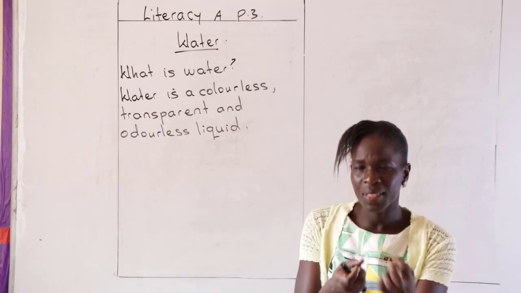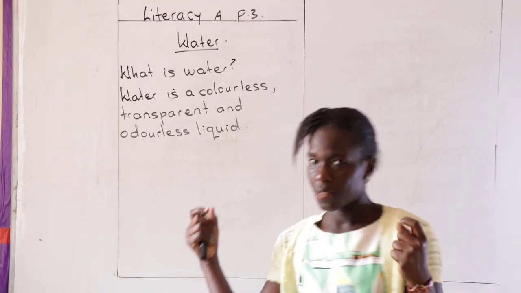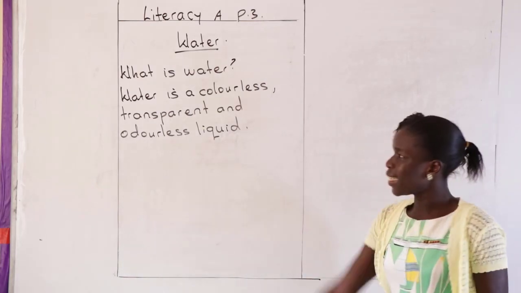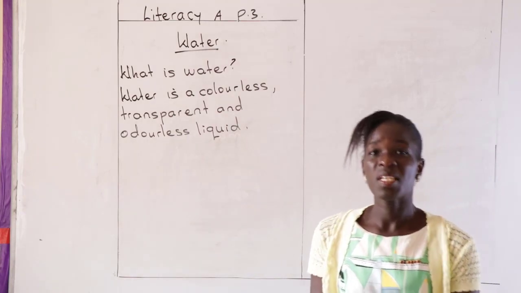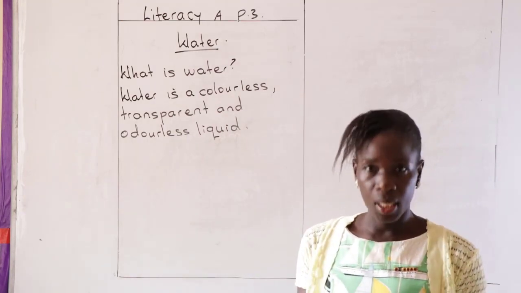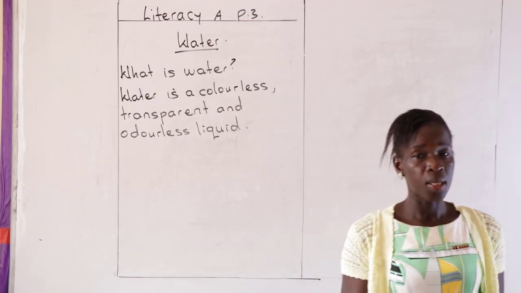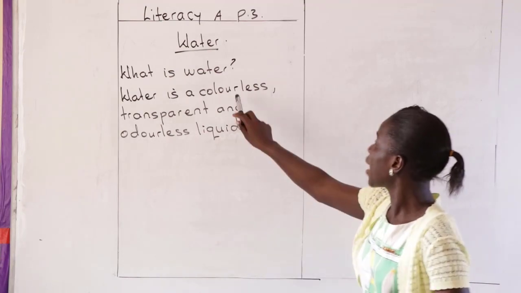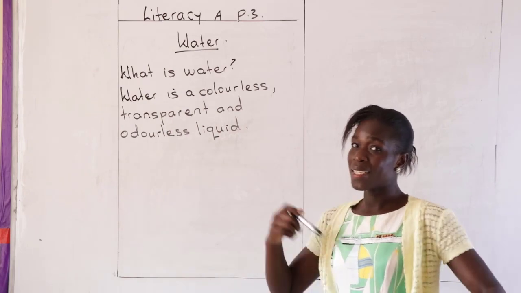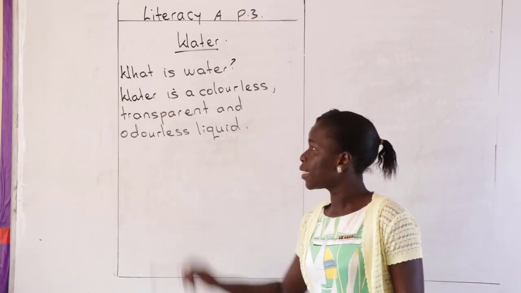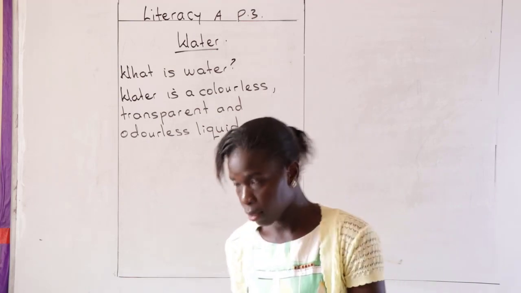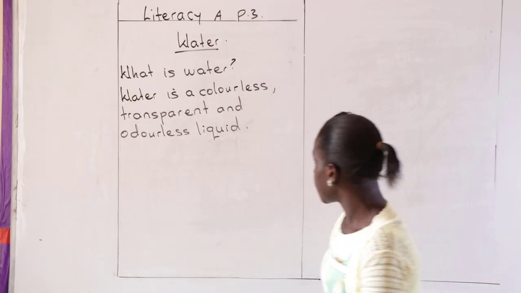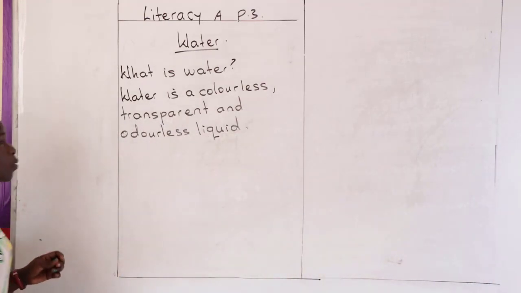What is transparent? Something that allows light to pass through, something that you can see through easily. And then odorless. What does odorless mean? It comes from the word odor, which means smell, and odorless means it has no smell. Meaning that water is colorless, it has no color. Transparent, you can see through easily. And odorless, it has no smell. So water is a colorless, transparent, and odorless liquid.